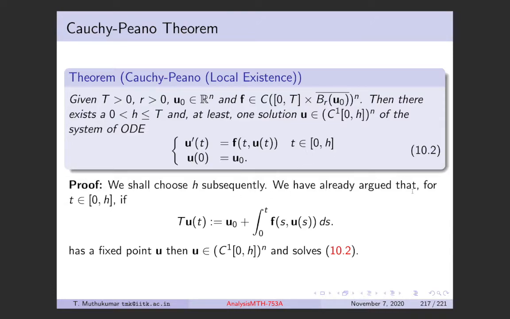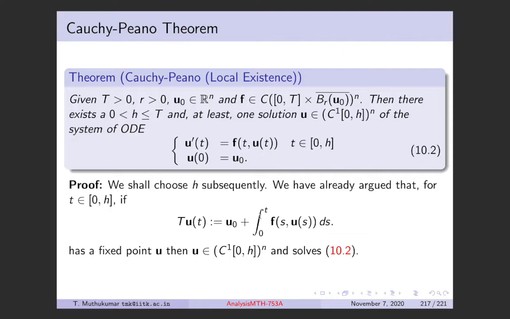If we need to solve this for some h, for that h we need to show that this operator T has a fixed point, where this u will come from C0 of 0 comma h. Basically this operator is defined on C0 of 0 comma h, continuous functions on 0 comma h, because we are looking for a solution in h. We are going to choose this h later during the proof. So showing existence of a solution to this is finding a fixed point of this operator T.